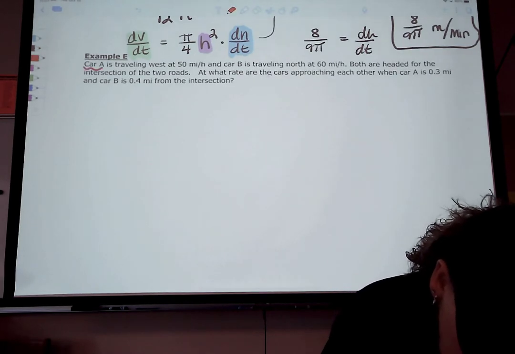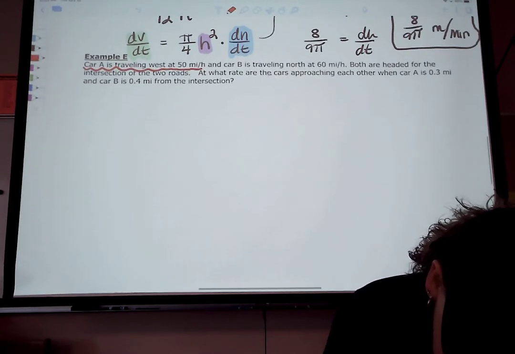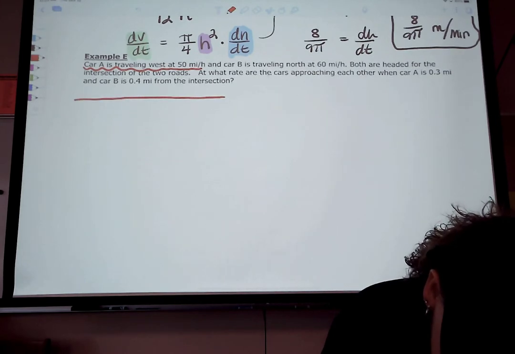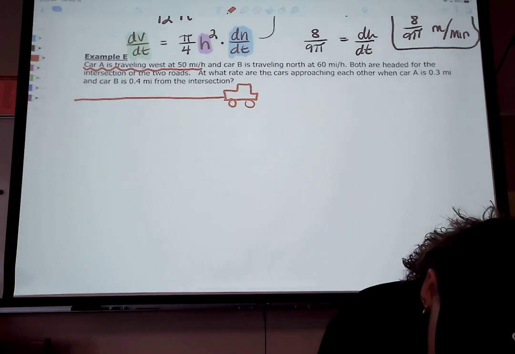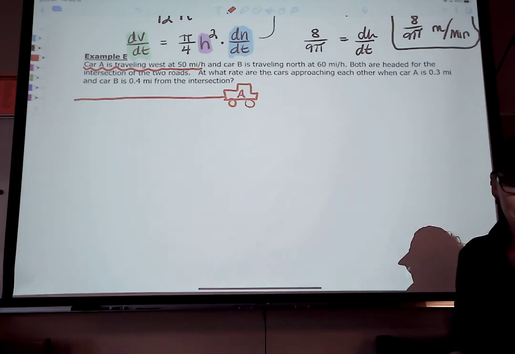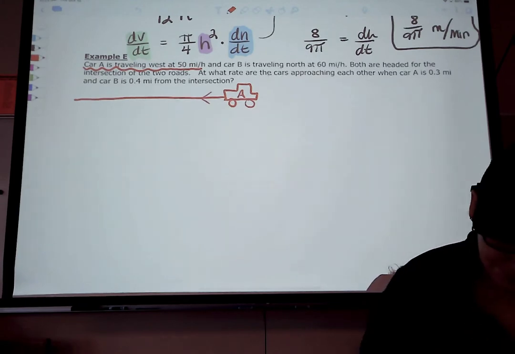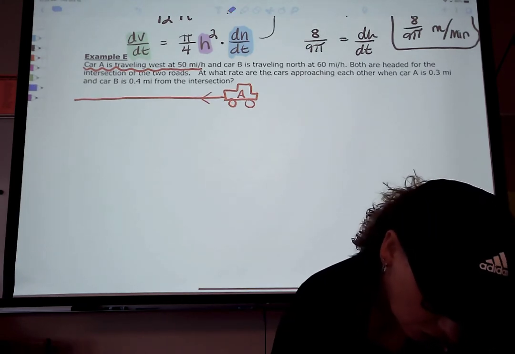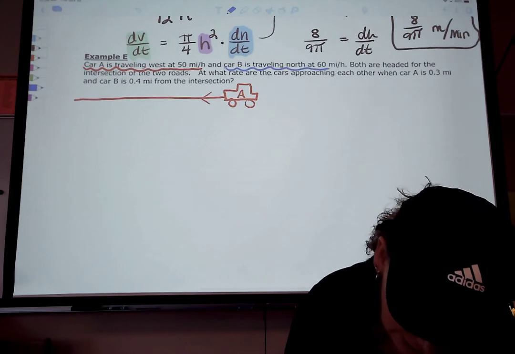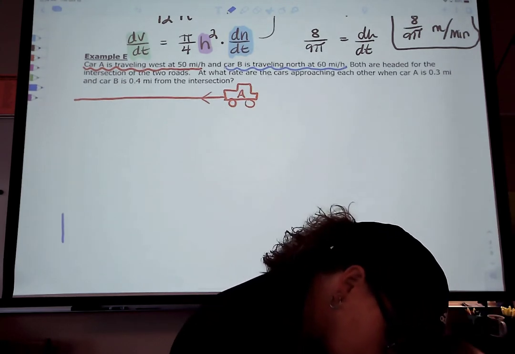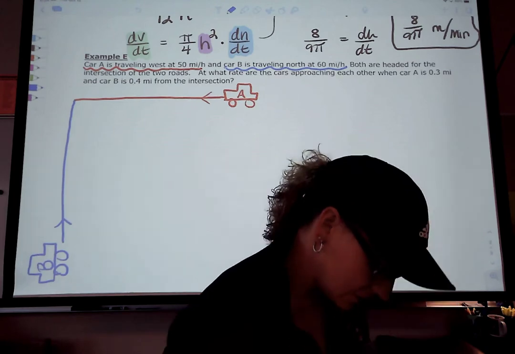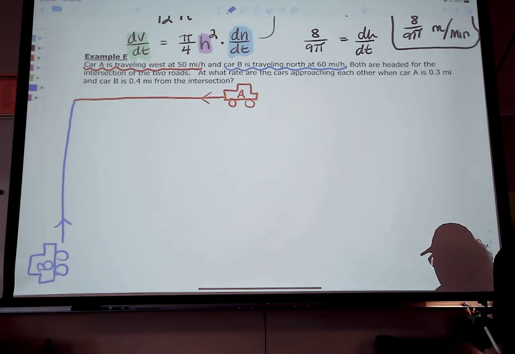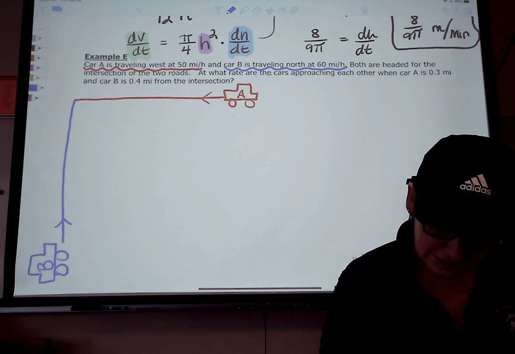So let's go. Car A is traveling west. So I'm going to make car A go this way. My fantastic car that I'm drawing, that's car A, and he's going this way. And car B is going north. So he's going to go this way. This is going to be car B. Fantastic car going this way. Approaching an intersection.